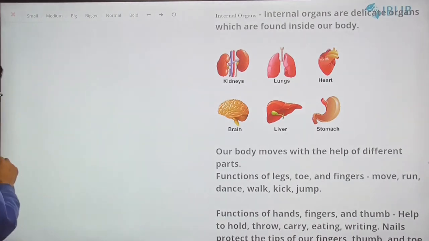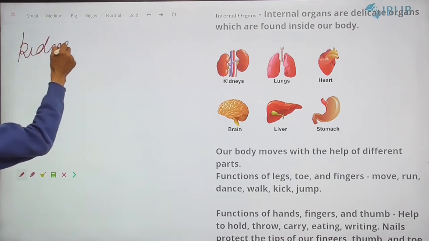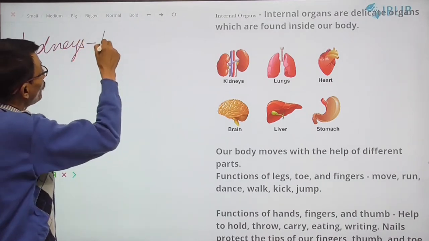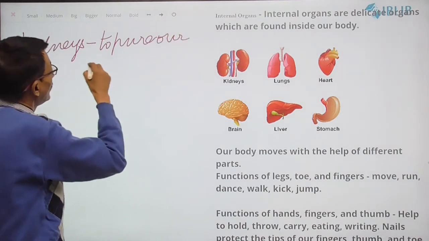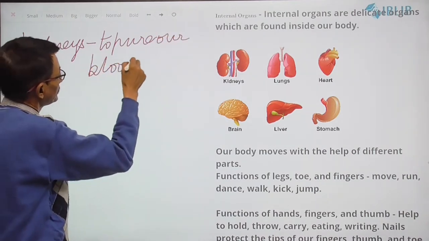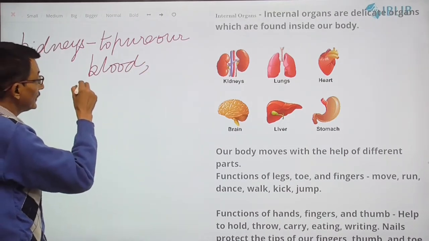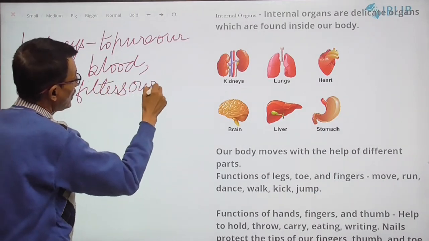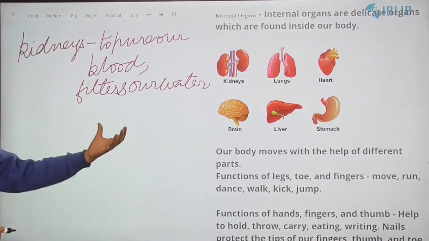Now, let us see, what does the kidney do? These kidneys help to purify our blood. They also purify or filter the water which we have inside our body.